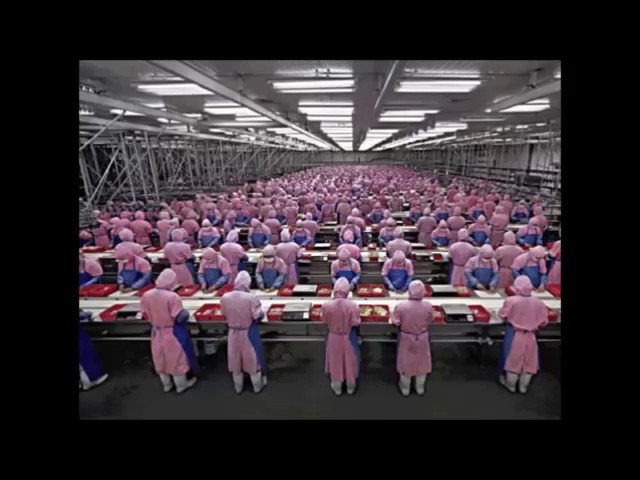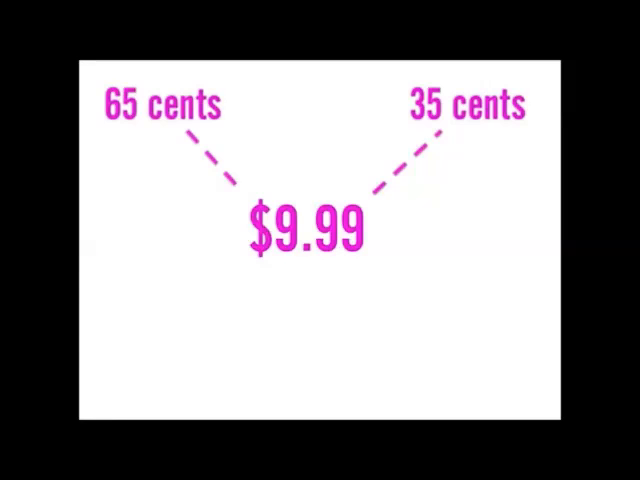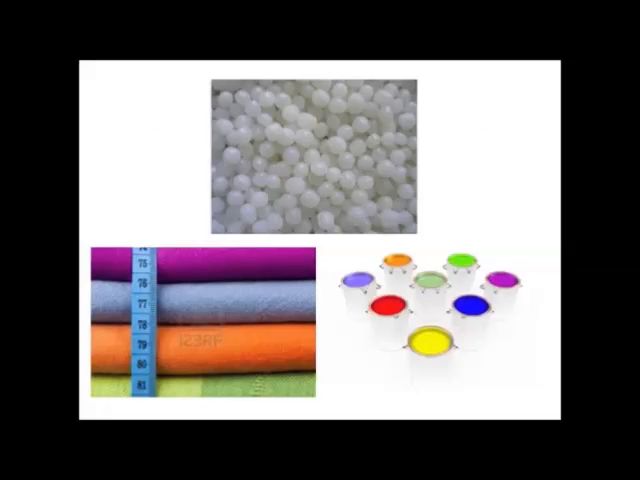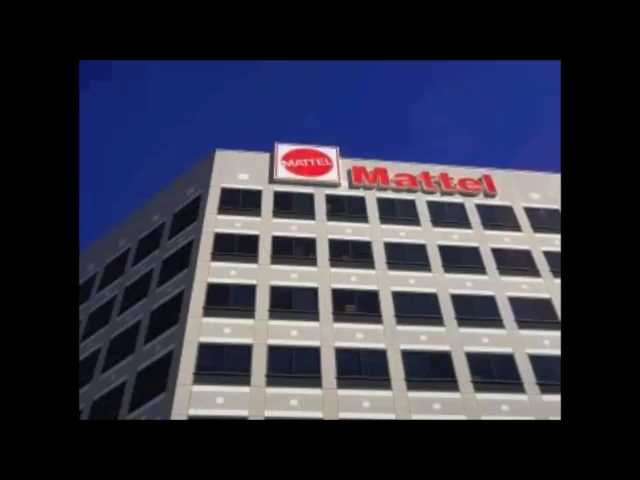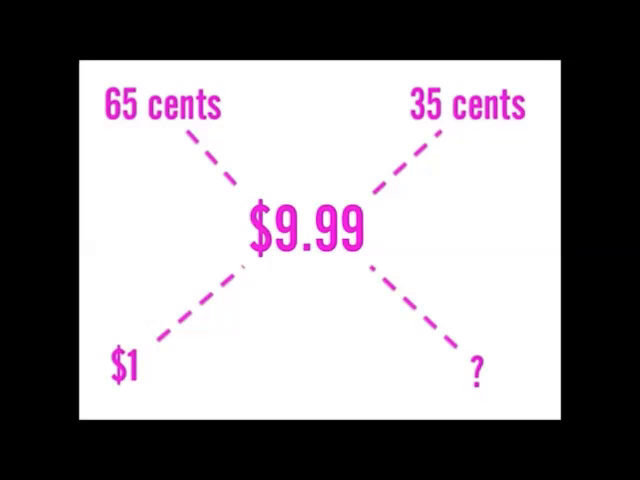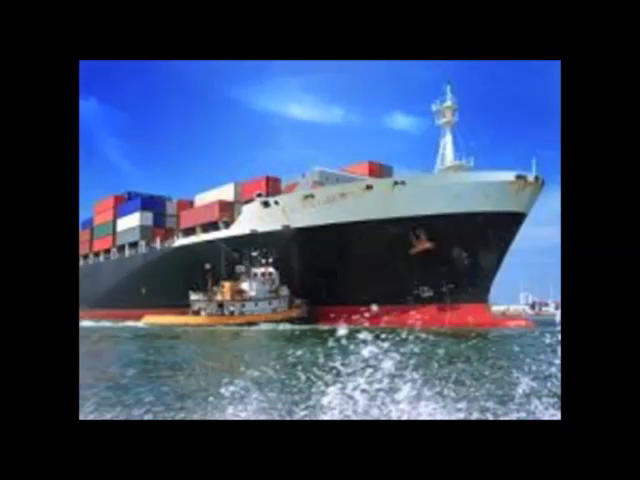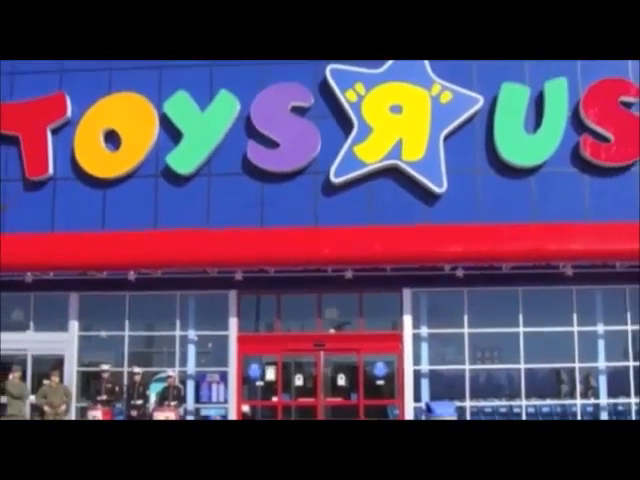The average price of an ordinary pink labeled Barbie doll is $9.99. Of that $9.99, 35 cents goes to the wages of employees assembling them in the factory. 65 cents covers the plastics, cloth, and rest of the materials for making the doll. $1 of that $9.99 goes to Mattel, the company that owns Barbie. The rest of the profit goes to the cost of machinery, shipping, advertising, and merchandising. After that, stores that sell it, like Toys R Us, get the rest of the profit.